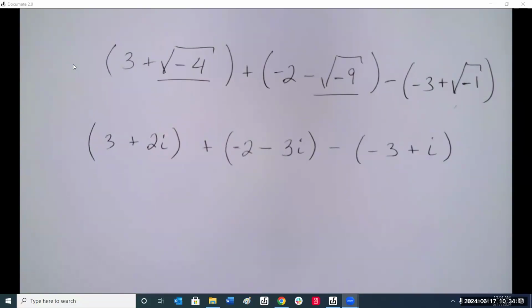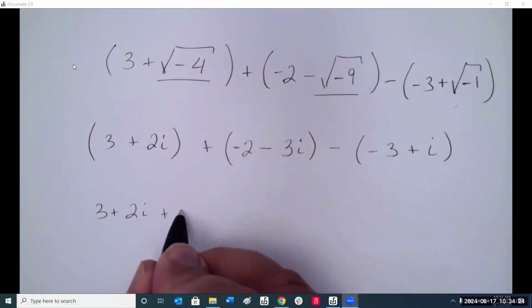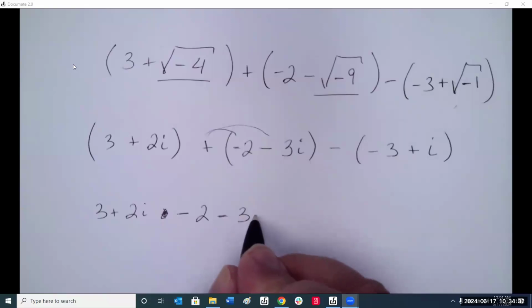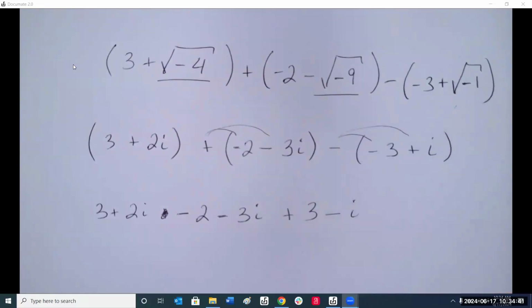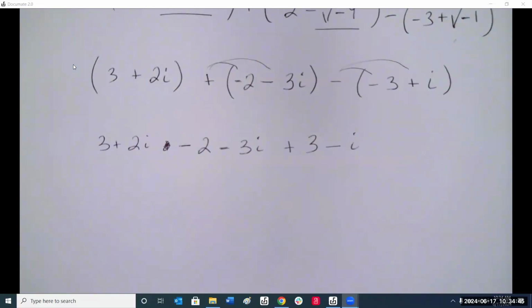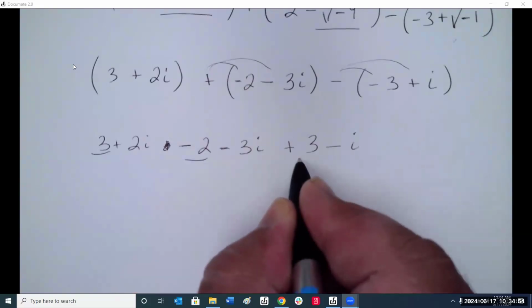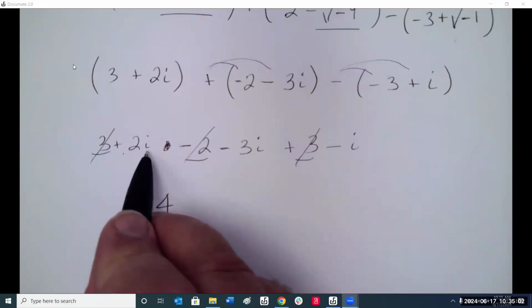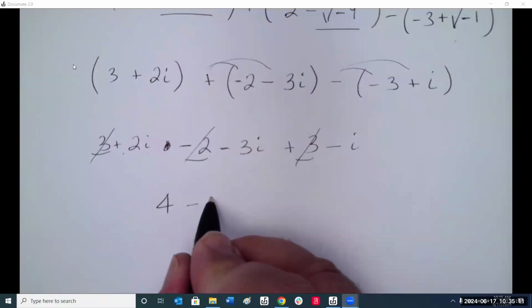So always ask, can you do anything inside the parentheses? Yes, we can convert these to imaginary numbers. Now we get rid of the parentheses. No coefficients. No coefficients, since it's a plus, so positive times a negative is a negative 2, positive times a negative is a negative 3i. Negative times a negative is a positive 3. Negative times a positive is negative i. Combine like terms. 3 minus 2 is 1. Plus 3 is 4. 2i minus 3i is negative 1i. Negative 1i minus i is negative 2i.